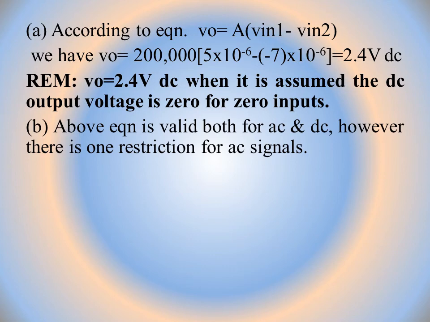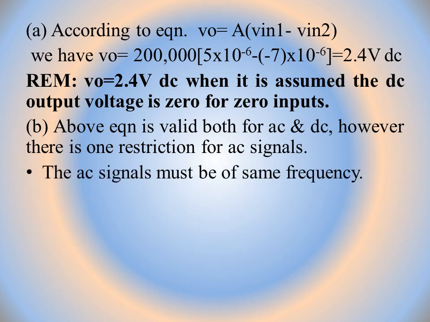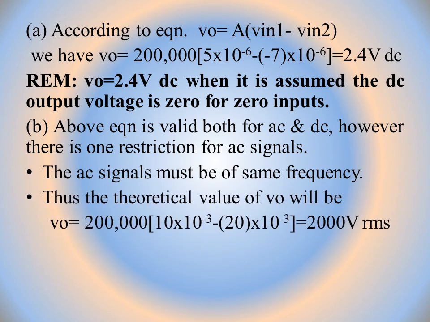In the differential amplifier we have studied that this amplifier equation is equally suitable for both AC and DC, but for AC signals there is one more restriction that should be considered. The AC signals must be of the same frequency. The voltages that we are providing should be at the same frequency. If they are not at the same frequency, then they cannot be directly used. So the theoretical value when we calculate, by putting the values and solving it, is 2000 volt RMS.